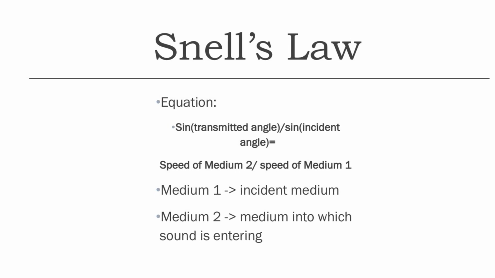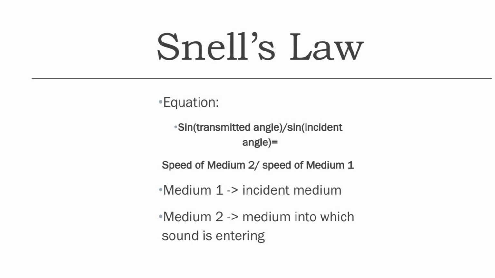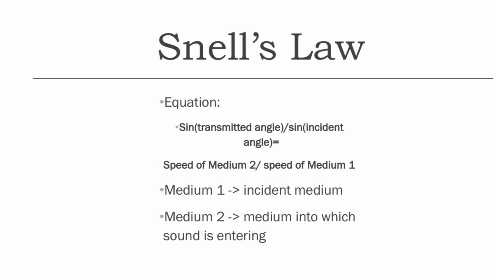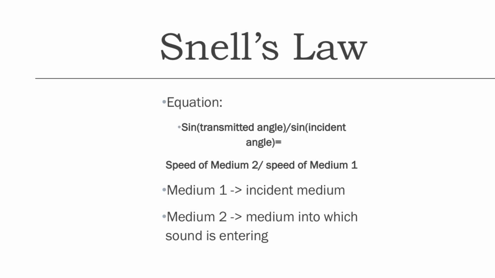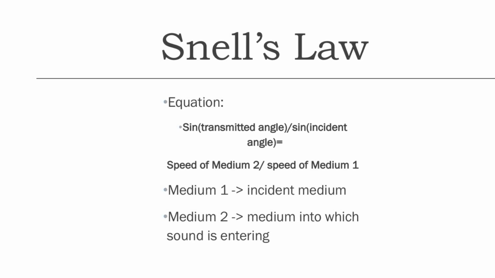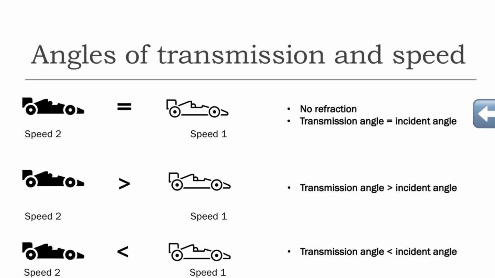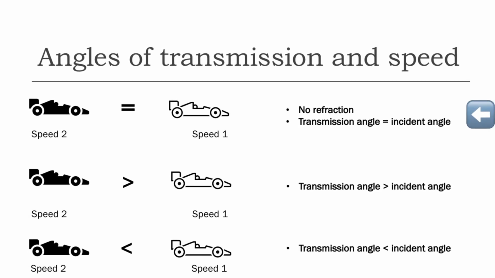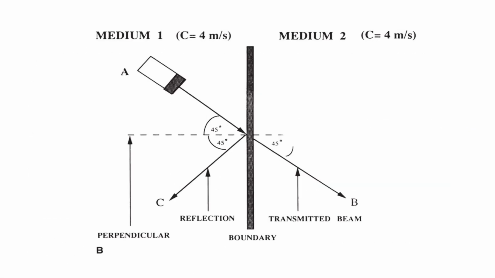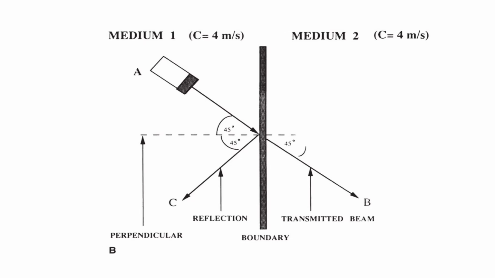Snell's law follows certain conditions when it comes to quantifying the angles of transmission and speed of refraction. Under these conditions, we identify medium 1 as the medium in which the sound is currently traveling, and medium 2 is the medium into which the sound is entering. The conditions of refraction tell us that refraction will not occur when the speeds of the two media are identical. The angles of incidence and transmission will be equal, and the beam travels straight ahead.